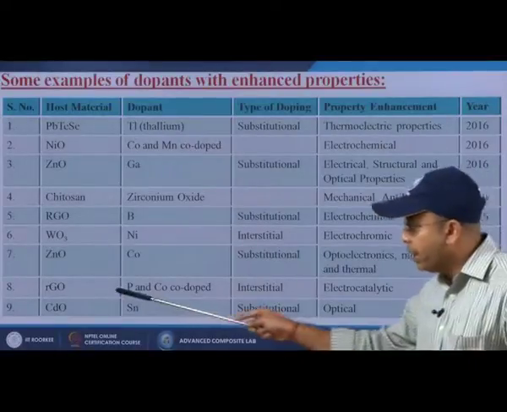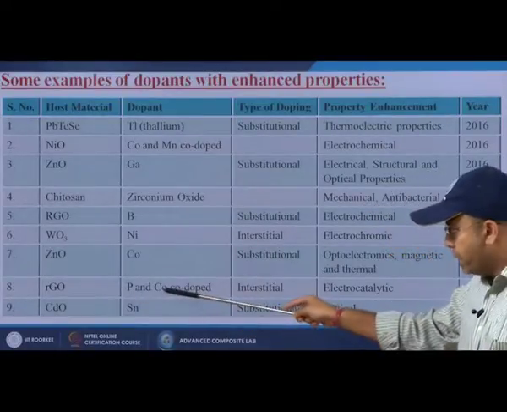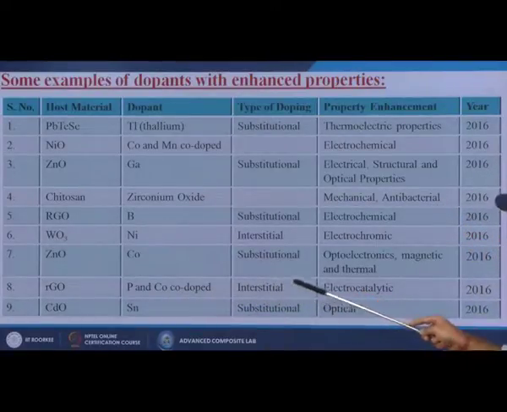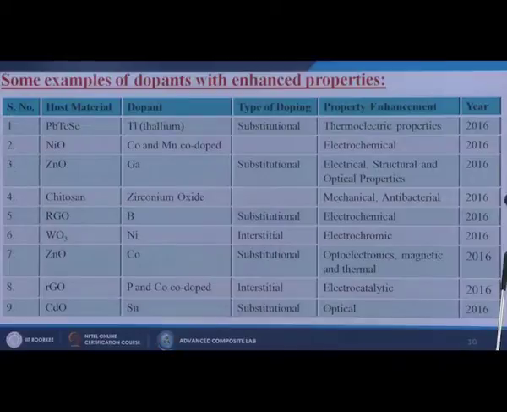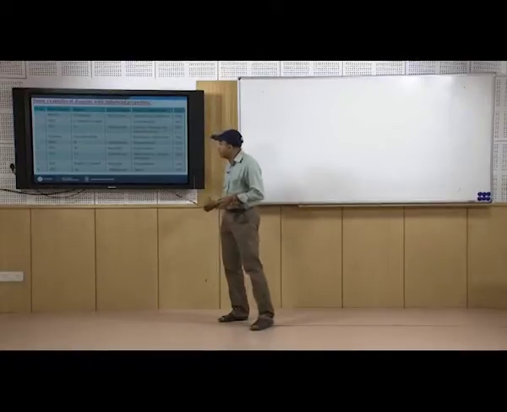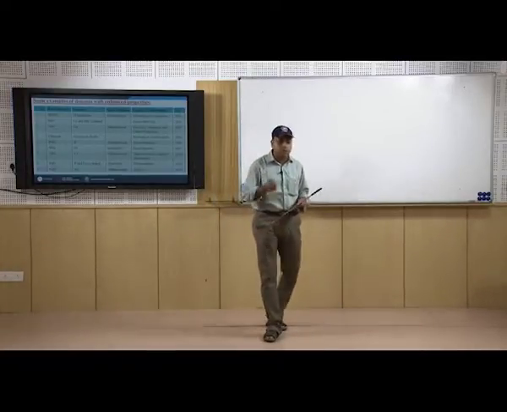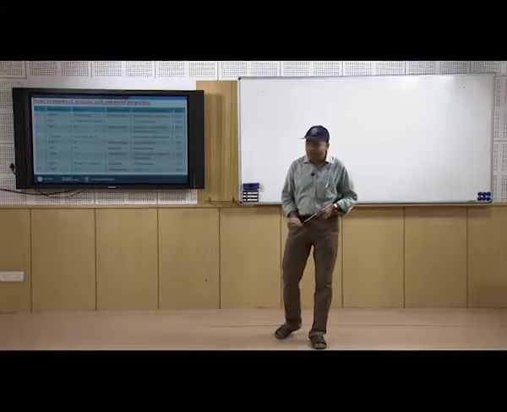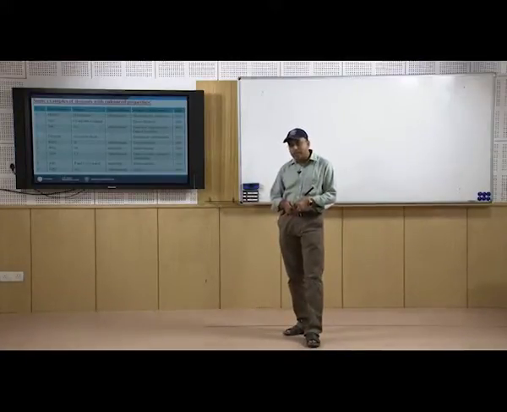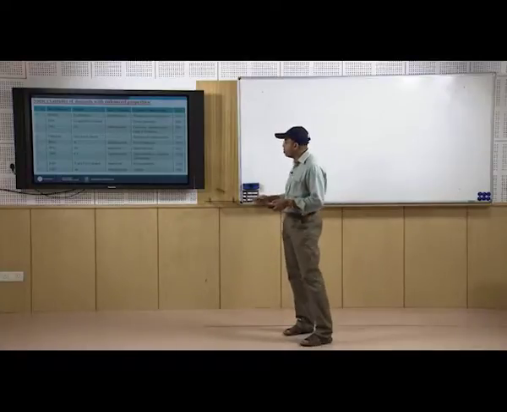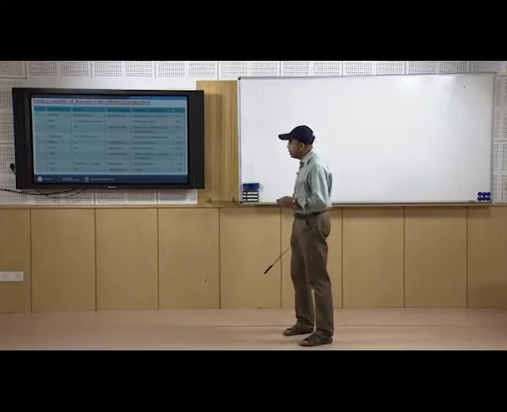Same thing when we are doing reduced graphene oxide with phosphorus and cobalt co-doped materials. So, it is going onto interstitial doping, and it is enhancing the electrocatalytic properties of that particular material. It has also been done in the year 2016. So, from these years you can get the information that doping is the latest technology, invented maybe 1 year back, and people are extensively using it to modify the filler properties or nanoparticle properties, so that it can enhance some better physical properties.